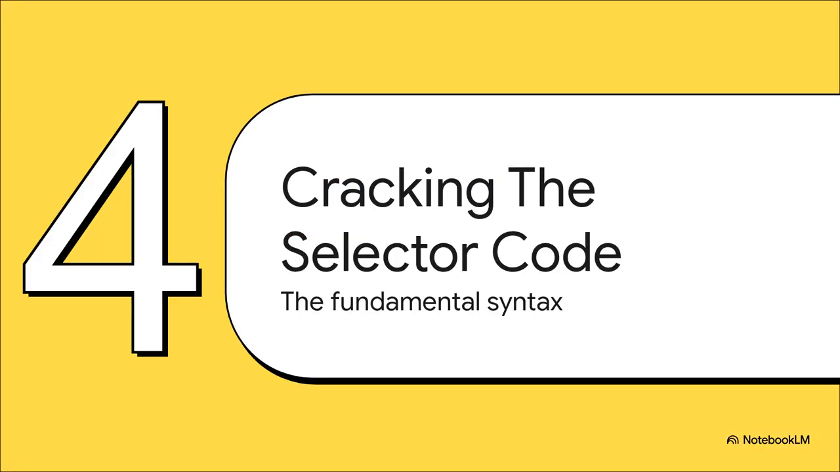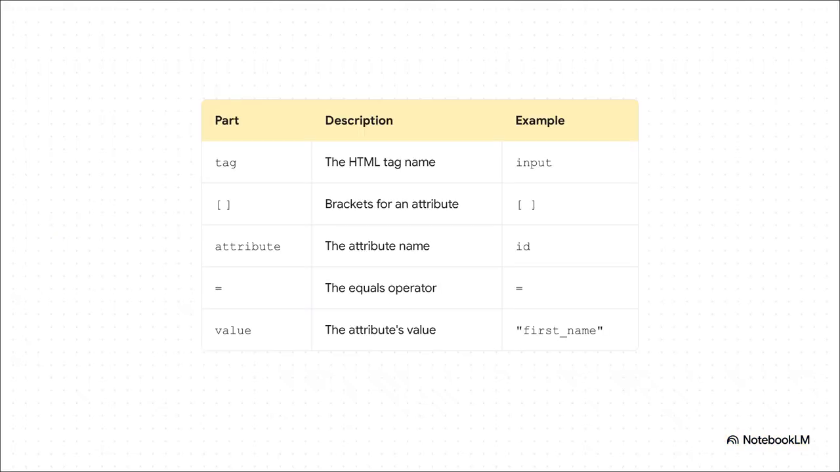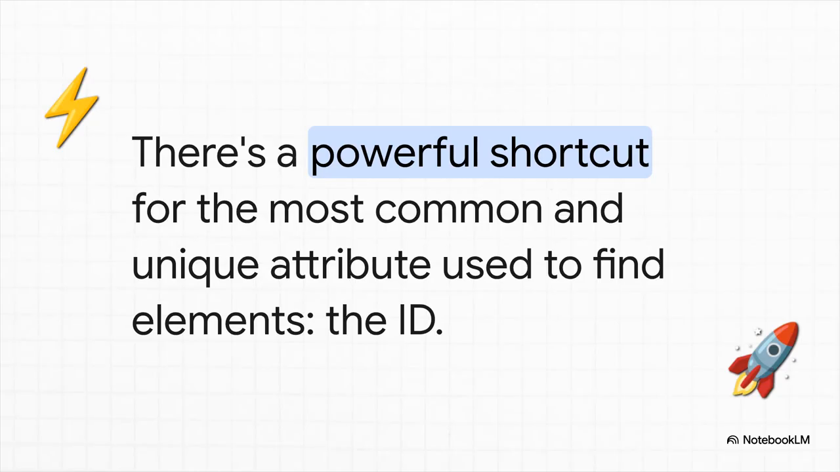Okay, so how do we actually write one of these addresses? Let's crack the code. And you know what? The basic recipe is actually pretty simple. All right, let's break this down. First, you start with the HTML tag, something like input. Then you use square brackets. Inside those brackets, you put the attribute you're looking for, like ID, an equals sign, and then the exact value in quotes. So if you put it all together, input[id="first name"] is basically just saying, go find me the input tag that has an ID attribute set to exactly first name. Simple as that. Now that works for literally any attribute, which is great.